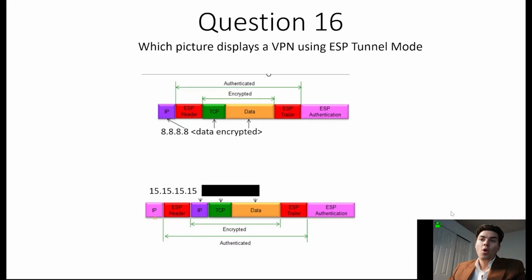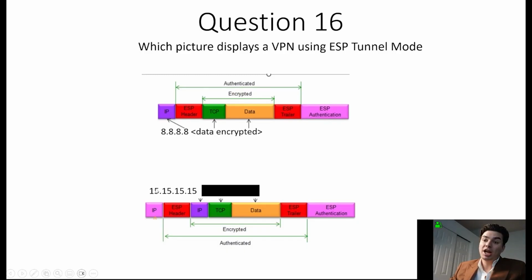Question 16. Which picture displays a VPN using ESP tunnel mode? So first I want to talk a little bit about the VPN, which is a virtual private network, a technology that allows you to create a secure and private network connection over the internet. In the first image here, we have transport mode. So the data is encrypted in this packet here. However, the IP address, everyone's going to be able to see that as it travels across the internet.